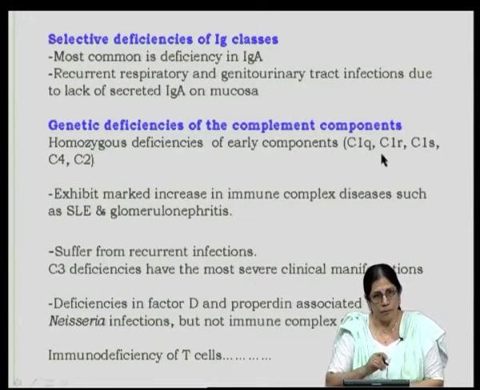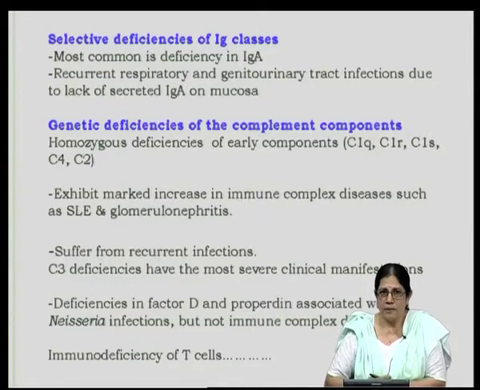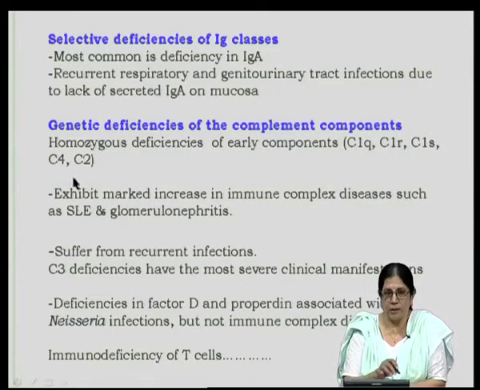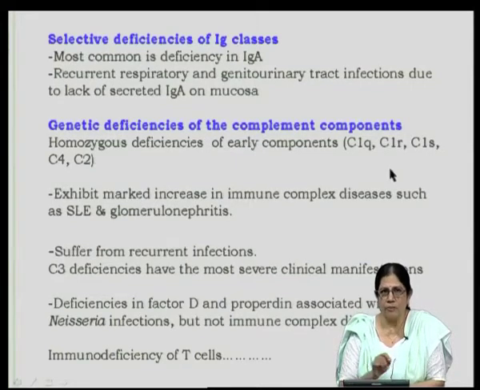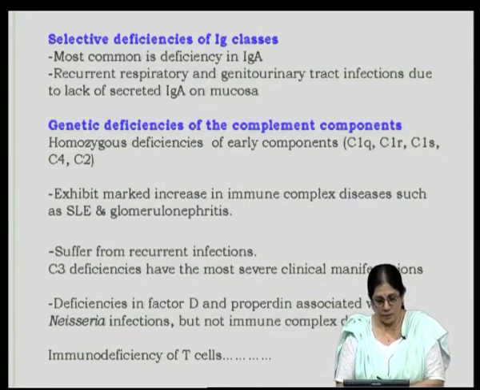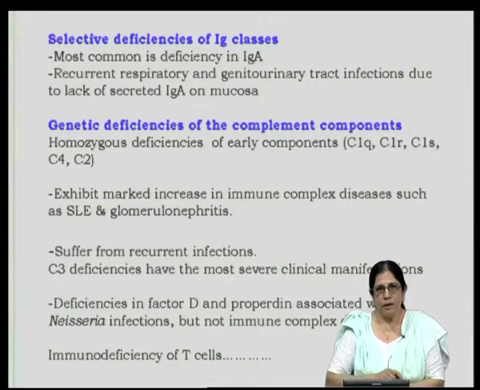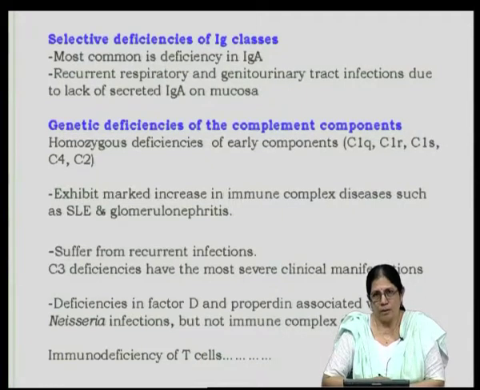Genetic deficiencies of the complement components, I have also mentioned this to you earlier when I taught you the complement cascade, that there are homozygous deficiencies of early components of the classical pathway, known as C1q, C1r, C1s, C4, C2. Lack of any one of these or mutations in any one of these would definitely lead to abrogation of the classical complement pathway. Such individuals would have not only recurrent infections, but also exhibit a marked increase in immune complex diseases. That is because the complement component C3 is extremely efficient in the process of opsonization, and also extremely efficient in removal of complexes through the receptors present on phagocytes.